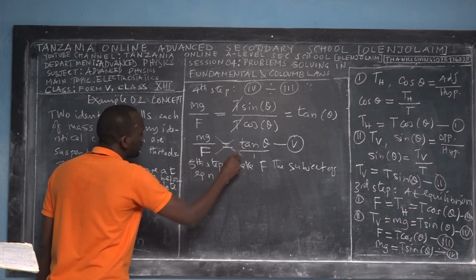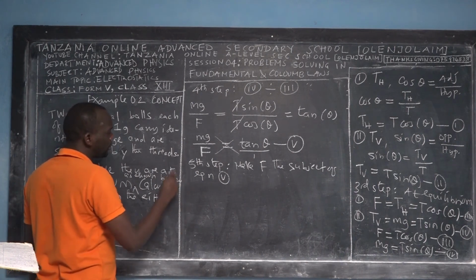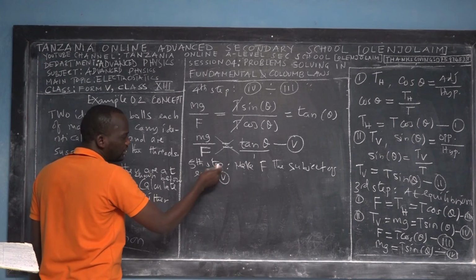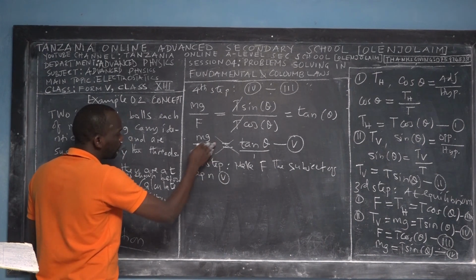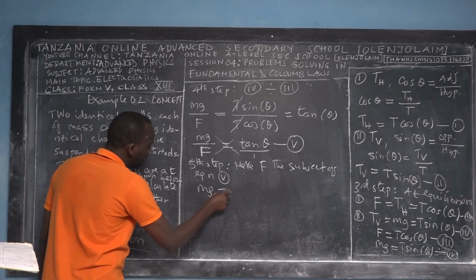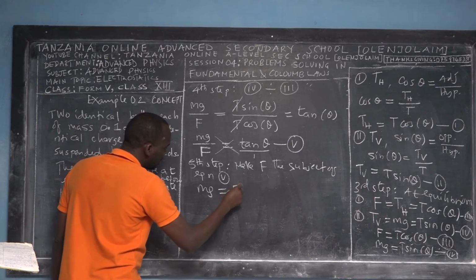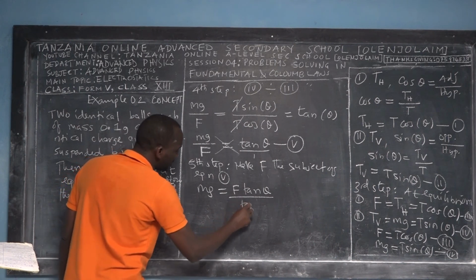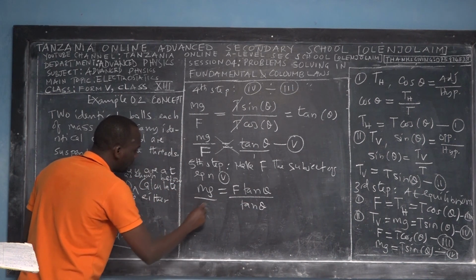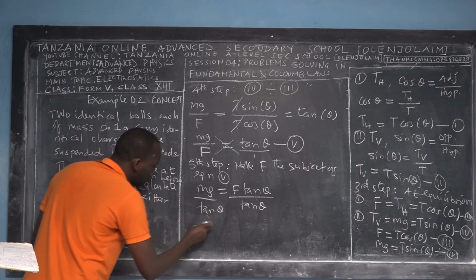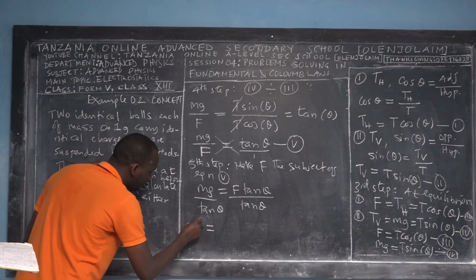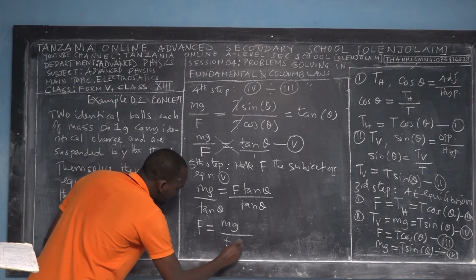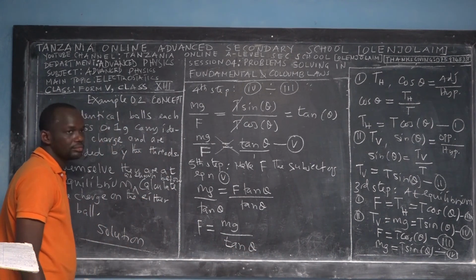So we do cross multiplication. If you cross multiply, what do we get? If you get confused, you can reciprocate. We get mg times 1 is equal to force times tan of angle theta. So make force the subject. Divide by tan theta, and what do you get? You get electrostatic force F equal to weight mg over tangent of angle theta.